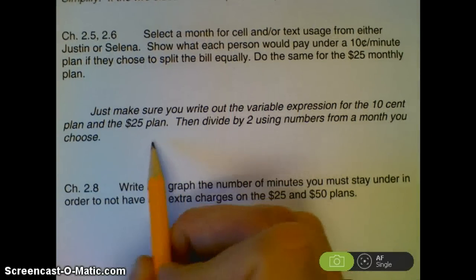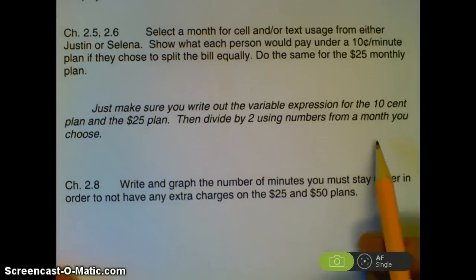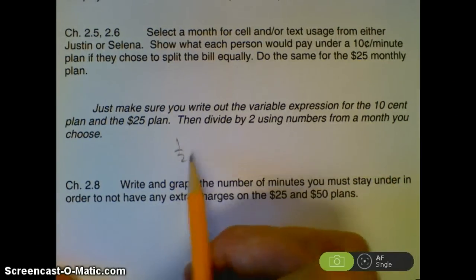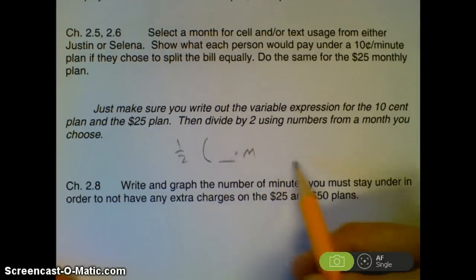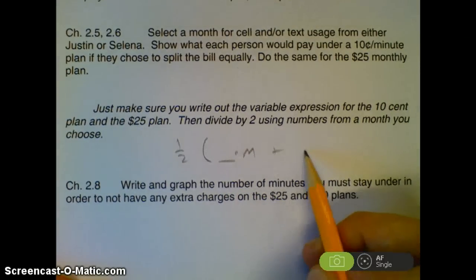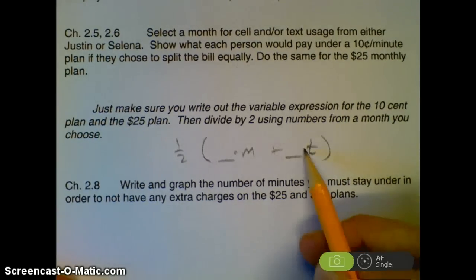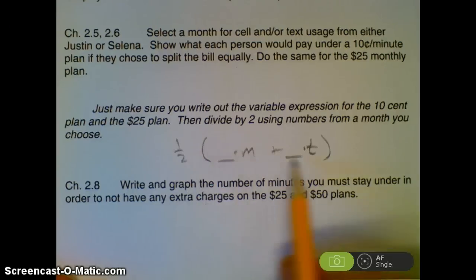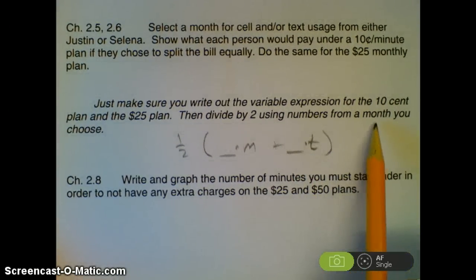You could say 1/2 times whatever it is times M, I'm still not telling you, plus whatever it is times T, I'm still not telling you. And then you could multiply or divide to get your solution.